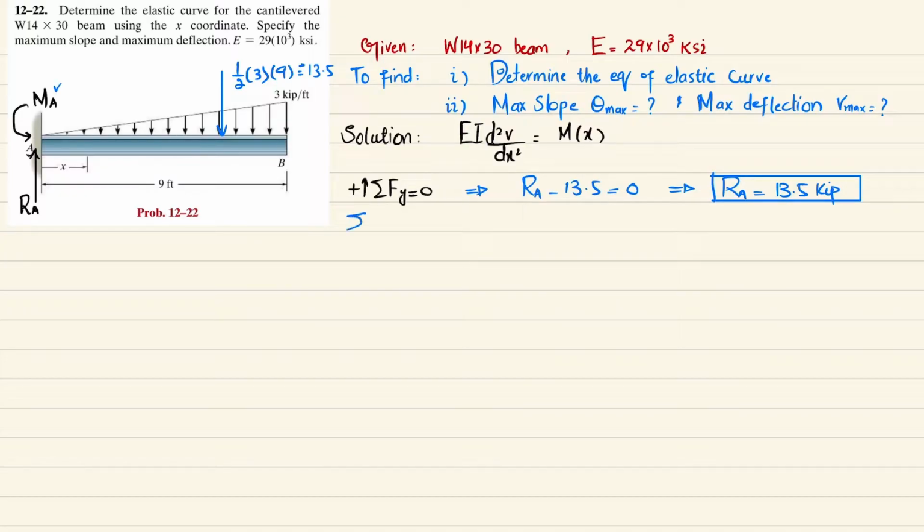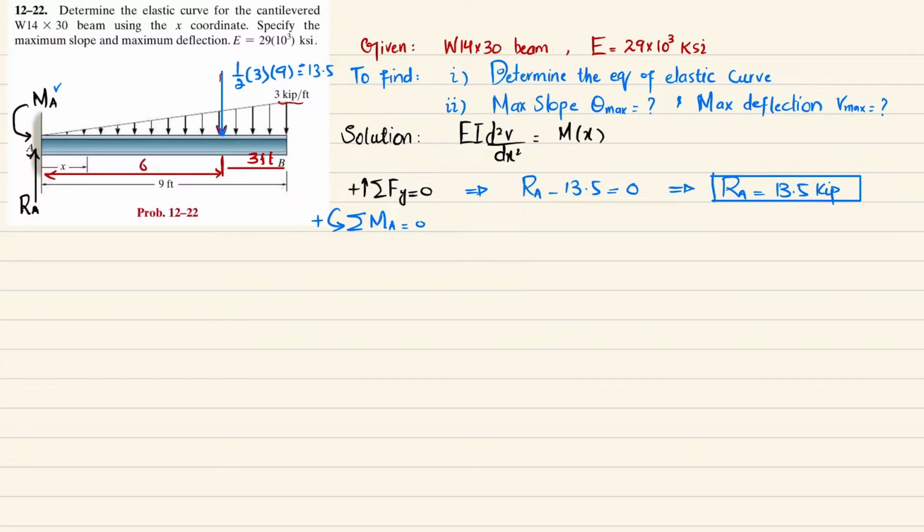Now we will find the moment about point A, which is our external moment. For that we will apply another equation: the sum of all moments about point A is equal to 0, taking the counterclockwise moment as positive. As we have converted this uniformly increasing load into a point load, it will lie at L over 3, where L is the total length, which is 9. So 9 by 3 is 3 feet, and the remaining distance will be equal to 6 feet.